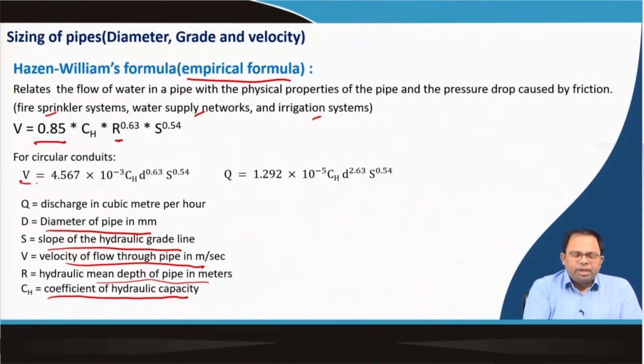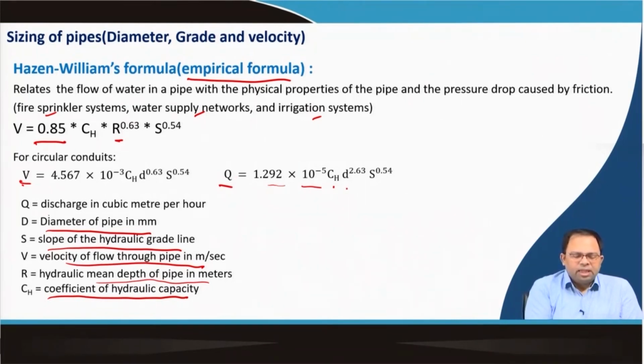Now, if we have V, we can also convert it into Q, because V times A is Q, and we can determine A as well. Then we get 1.292 into 10 to the power minus 5 CH into D to the power 2.63 into S to the power 0.54. So, this is how we can write the formula in both ways. If we know all these values, then we can determine V, and similarly we can determine Q as well.